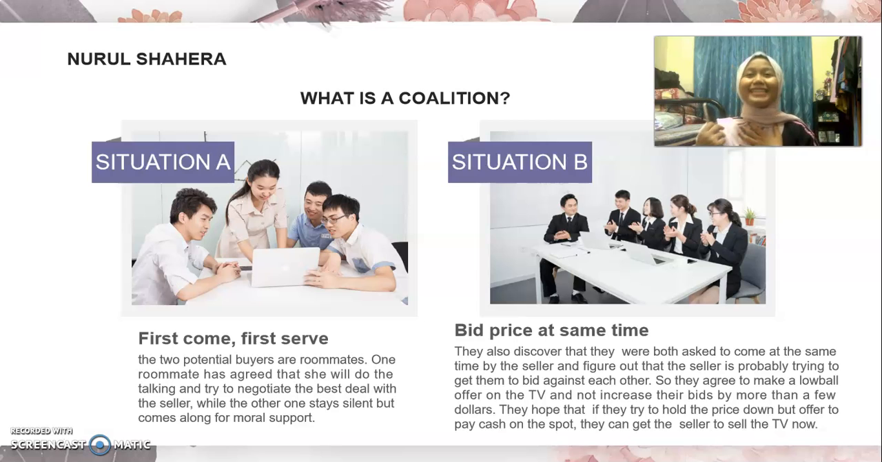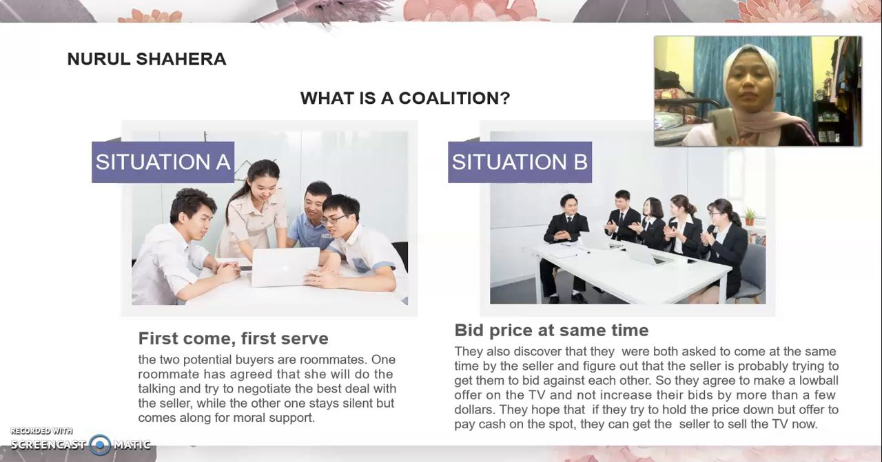I am the seller who practices the first come first serve negotiation coalition. So if buyer B comes first to me, like that person texts me first saying I want to buy your handphone, I'll just sell this handphone to buyer B without waiting for buyer A.